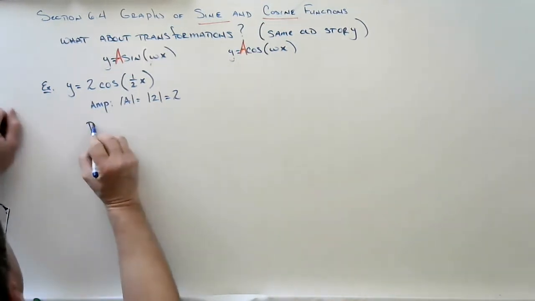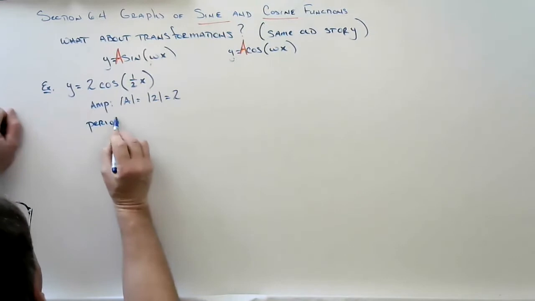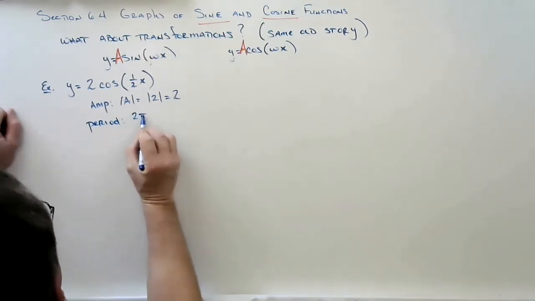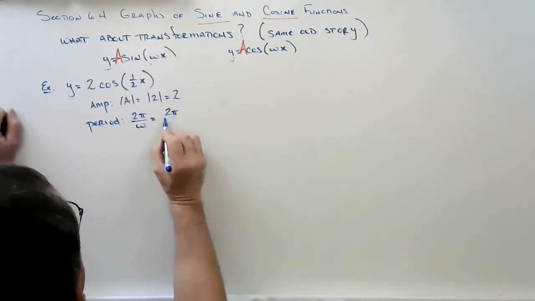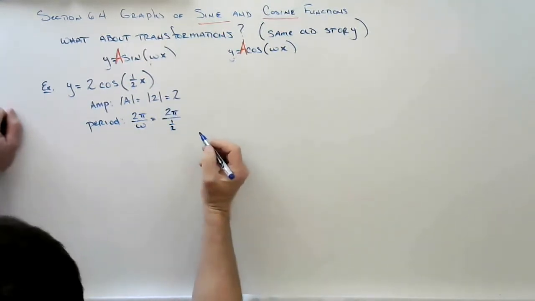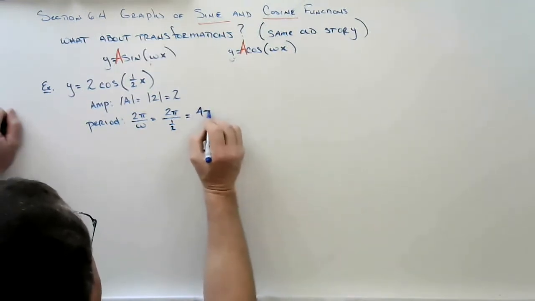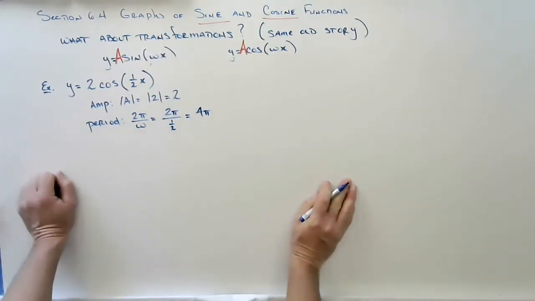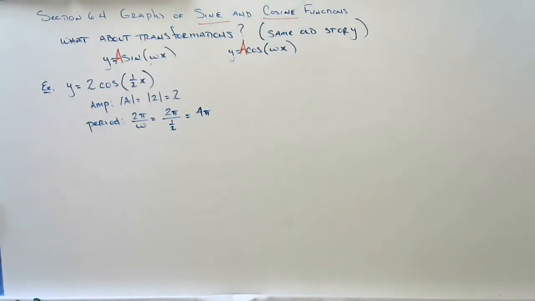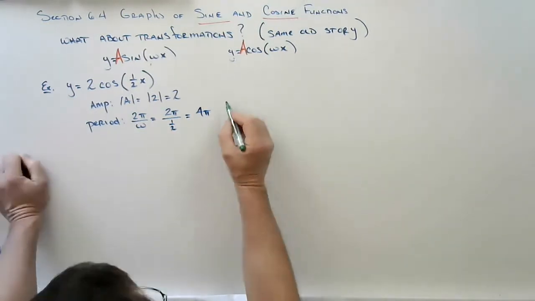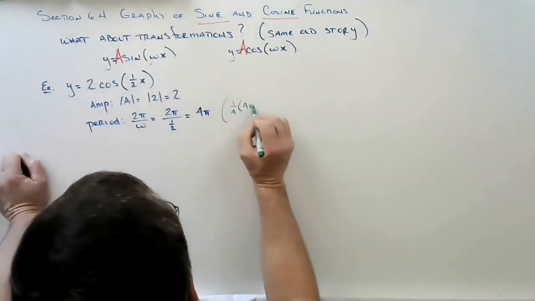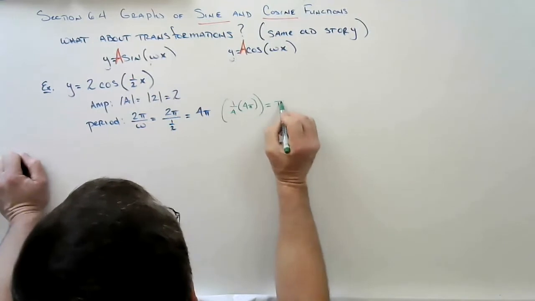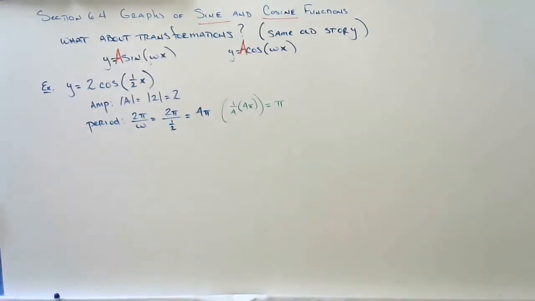Then I do my period. I write 2 pi divided by omega. For us, that's 2 pi divided by omega, which is 1/2. That's 4 pi. Okay, so my period is 4 pi. Now I take that, I multiply it by 1/4. That's my counting unit. Okay, that's my counting unit now.